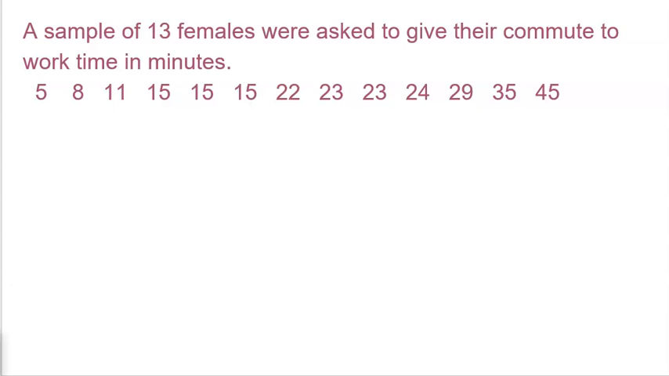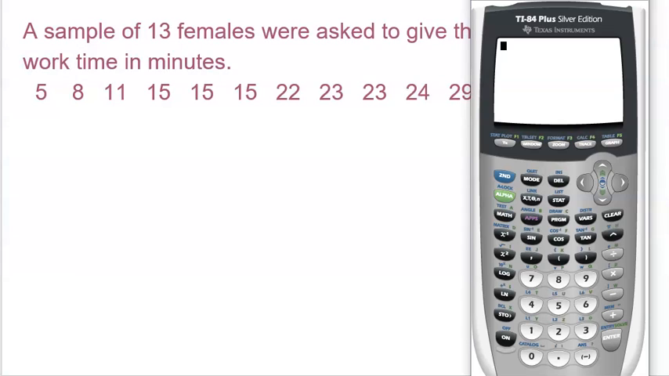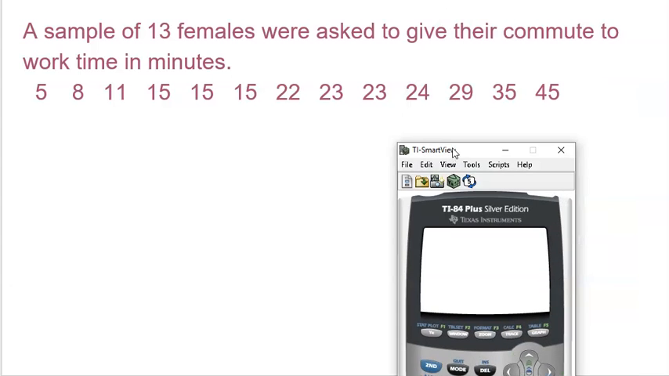All right, so to find the mean and median by hand, let's talk about the mean first. To find the mean, we have to add them all together and divide by 13. I don't want to waste my time doing that. To find the median, I've got to figure out which one's in the middle.